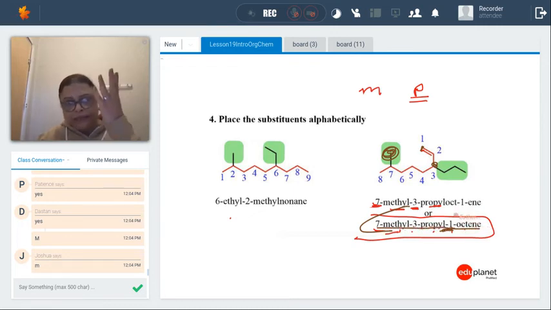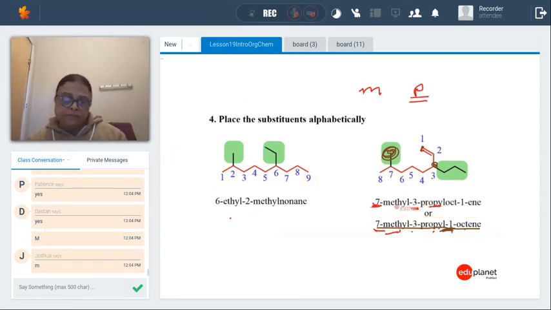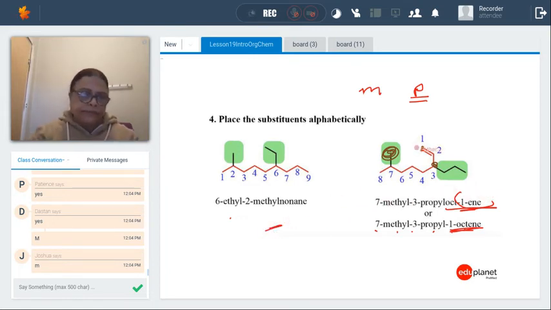7-methyl-3-propyl 1-octane. But, and what is the but? There is a synonym. And what is the synonym? You can also call it 7-methyl-3-propyl oct-1-ene. So instead of 1-octane, you say oct-1-ene. It is an octane with the double bond at position 1. Why? Synonyms. So either is correct.